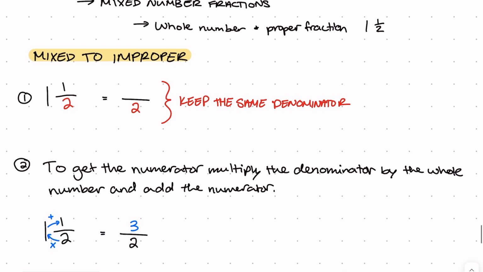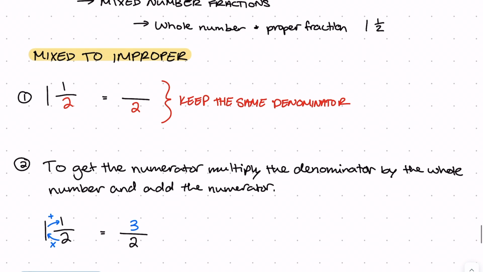So a lot of the time, if we have a mixed number, we'd like to convert it into an improper fraction because that makes things like multiplication, division, addition, subtraction easier. And then if you want, you can convert it back into a mixed fraction later. So that's why we're doing this.